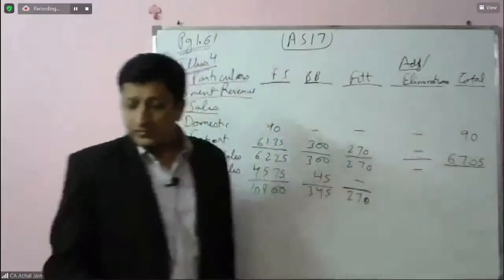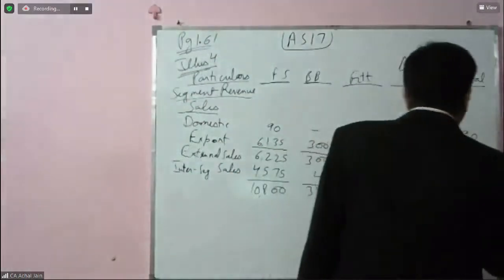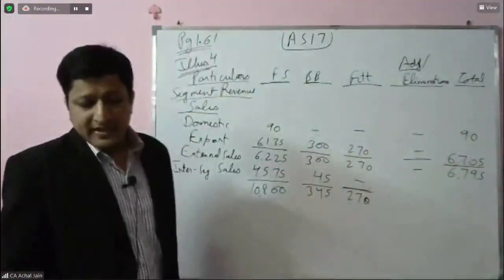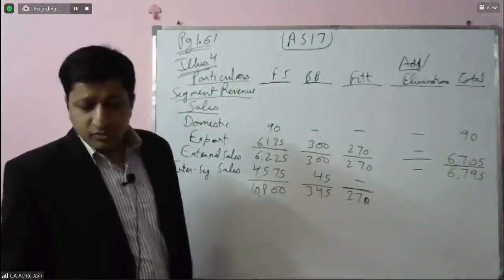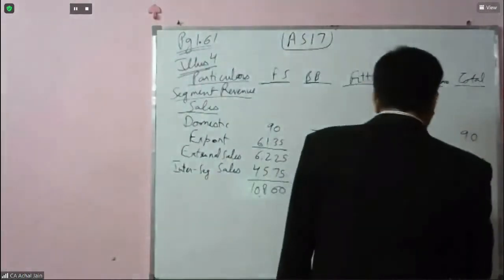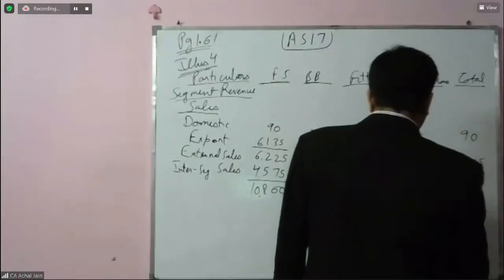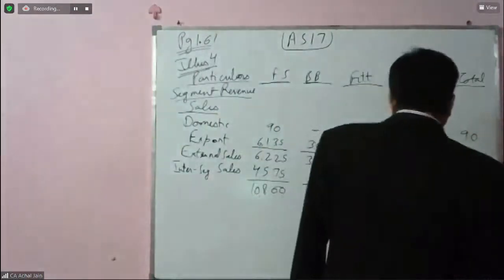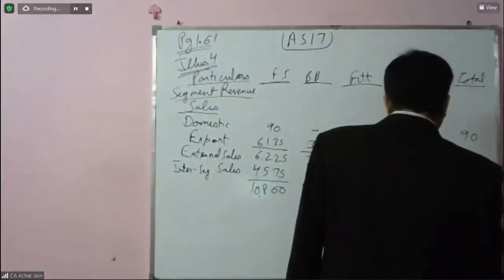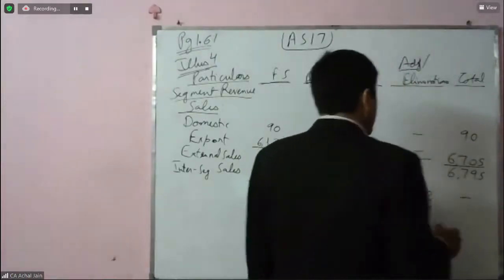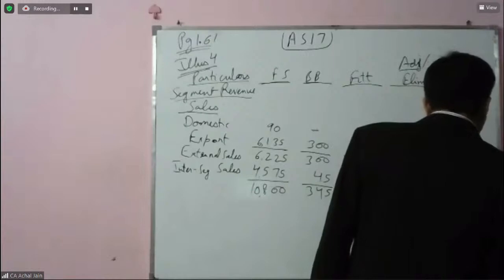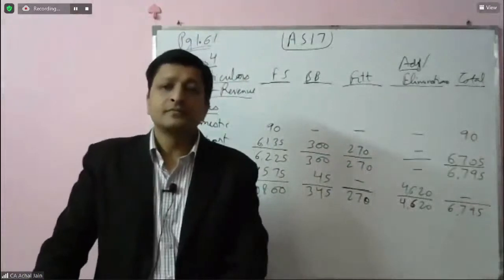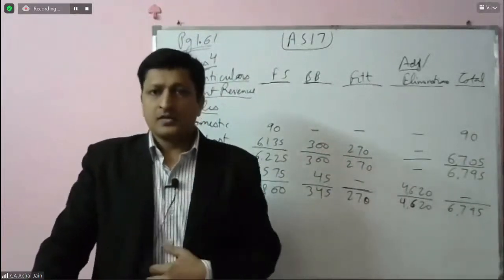So total for these two will be 6795. Then the eliminations over here are these two, 4620, because of which nothing will go over here. 4620, and this becomes 67. Correct. Yeah, correct.